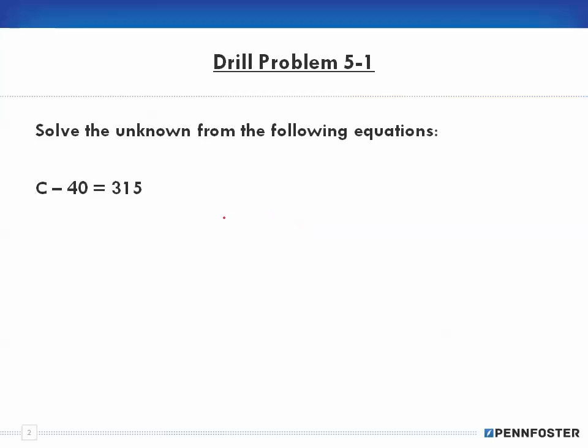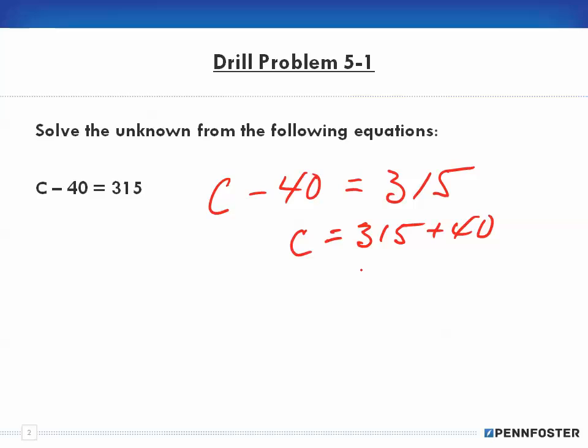I like to rewrite my work, so I have c minus 40 is equal to 315. Now the thing here is I want to isolate the variable on one side of the equation. Remember, the equal sign denotes the equation. So I want to keep c on the left here, and I want to put everything else on the right, which in this case are whole numbers. The way I would go about this is c is equal to 315 plus 40, which then c is equal to 355, and that's my answer.